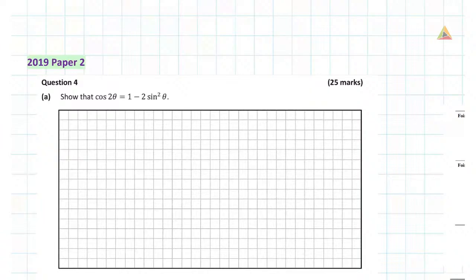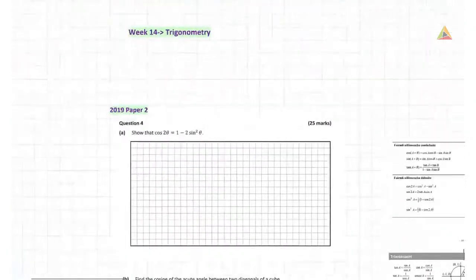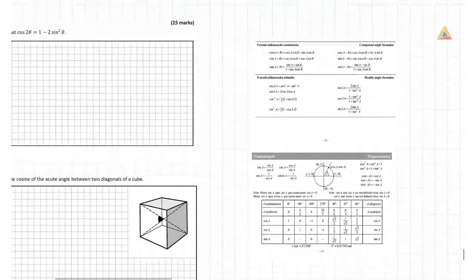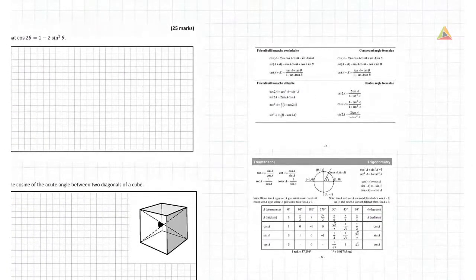So what we're asked to do is show that cos 2 theta, so that's a double angle, is equal to 1 minus 2 times sine squared theta. Okay, so we'll just remind ourselves, if I zoom out here, of our log tables, and in particular for this question, the log tables on page 14 and on page 13.